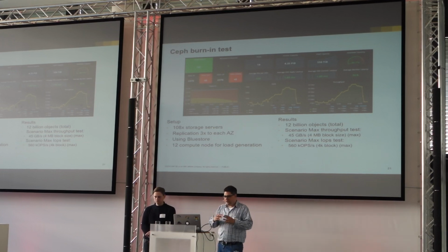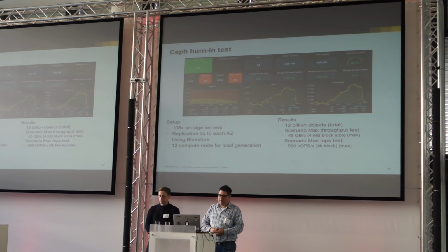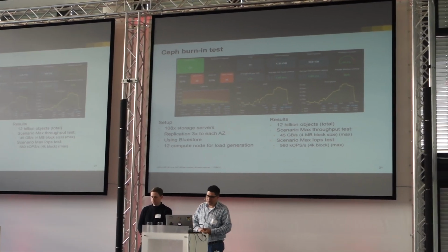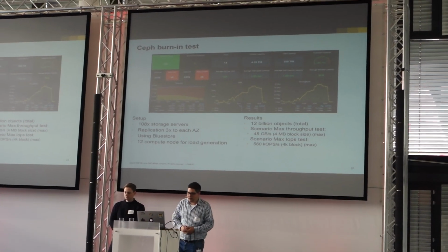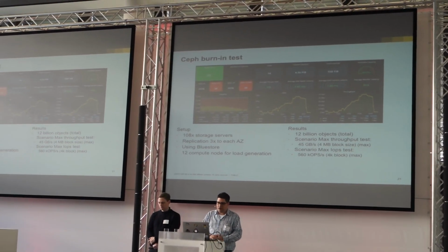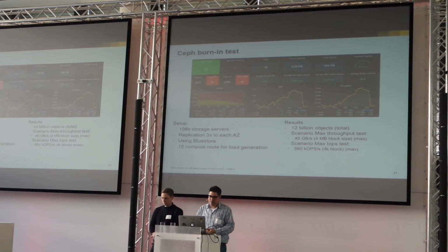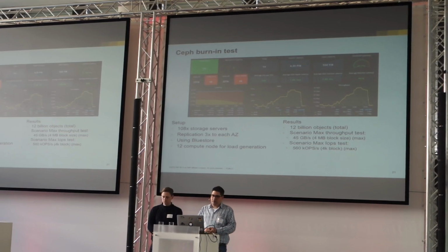During this, I think it was 3 days of testing, where we did this node testing, we produced 12 billion objects in total, and we tested with 2 scenarios. One was max throughput with a 4 megabyte block size, where we reached a maximum of 45 gigabytes per second, which is also a good performance value. And then we did a max IOPS test, with 4K blocks, where we reached 560 kilo operations per second.